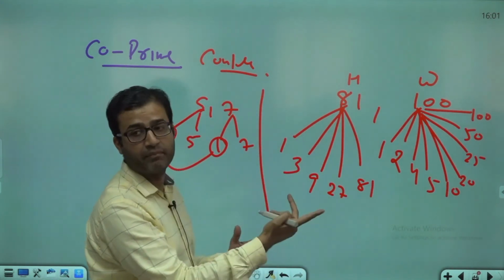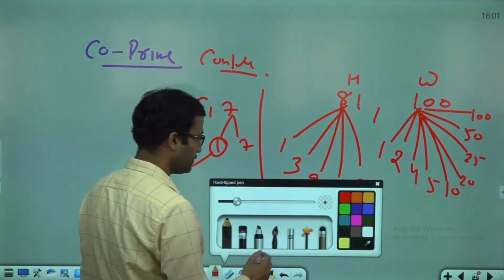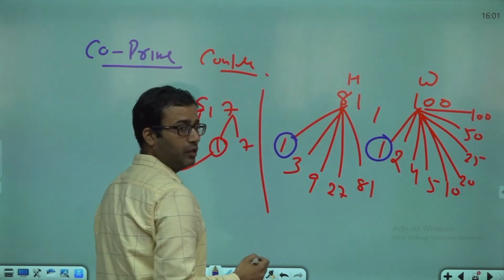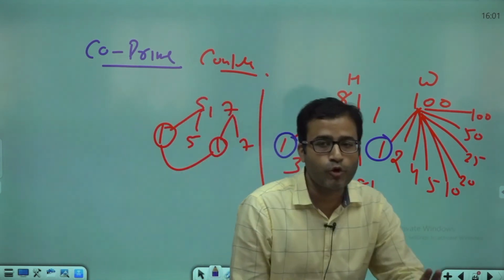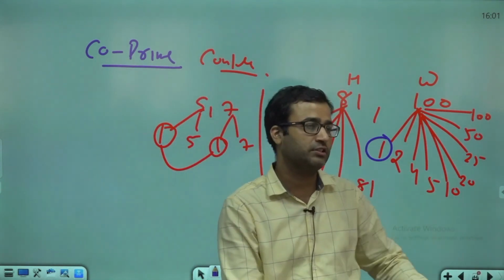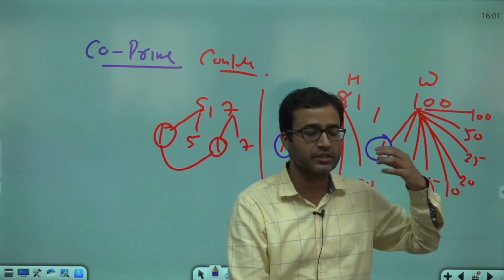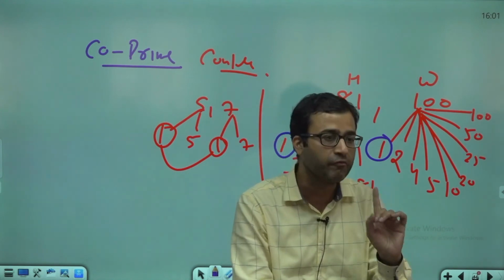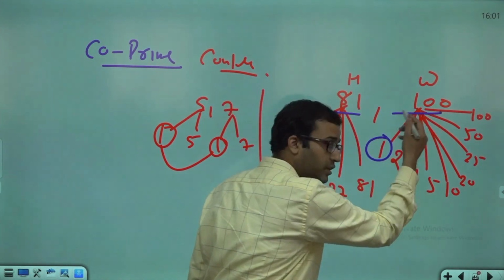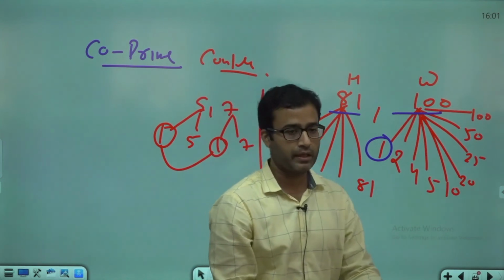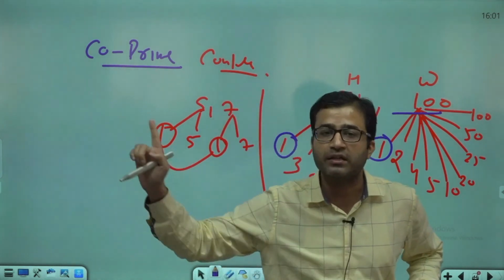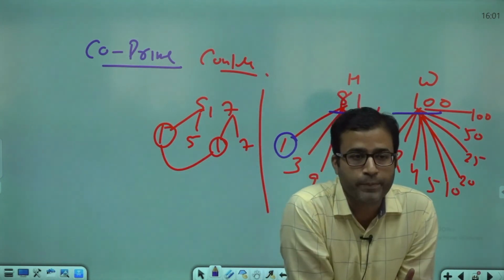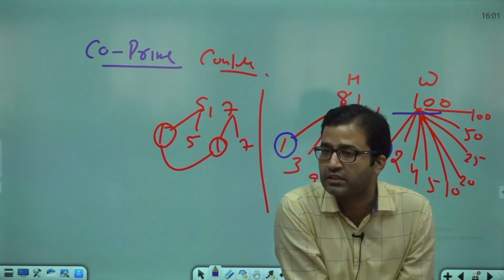But between them there is only one common relationship. Between both there should be only one relationship. So here the point is, for co-prime there is no restriction on relationships. There can be n factors, there can be 1000 factors, but the common factor should be only one. So 81 and 100 are also co-prime to each other. See, the restriction on factors is for prime numbers, which have exactly 2 factors. In case of co-prime there is no restriction on factors.